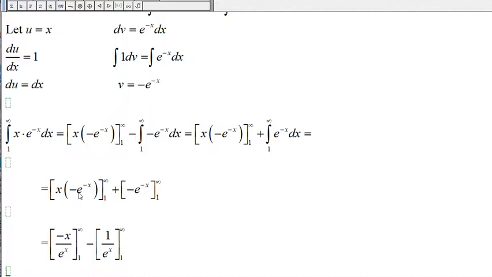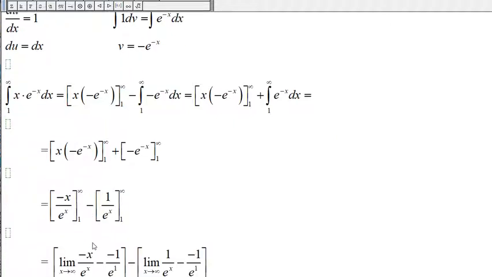x times negative e to the negative x is the same as negative x divided by e to the x. This is e to the negative x, and so when we move it to the bottom, it becomes e to the x. And then this can be rewritten as 1 over e to the x. And then we have a minus right here.